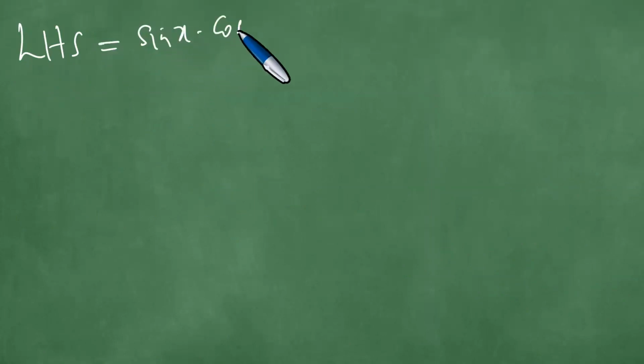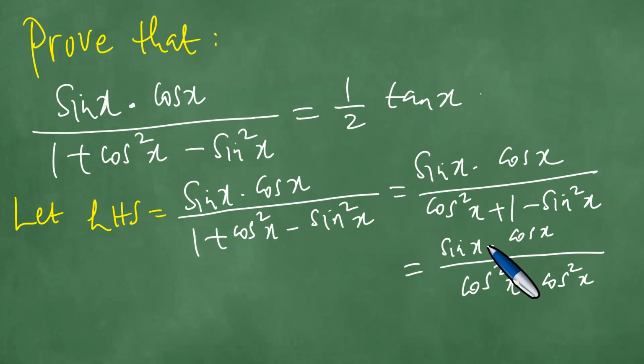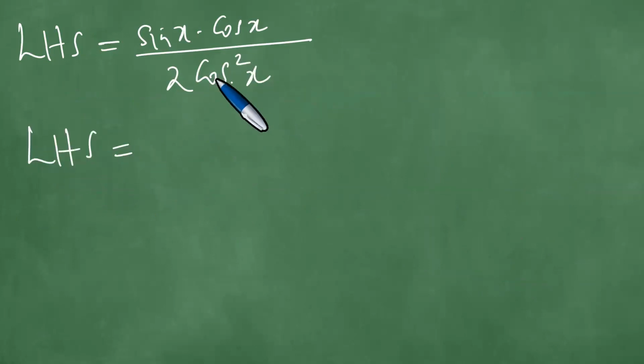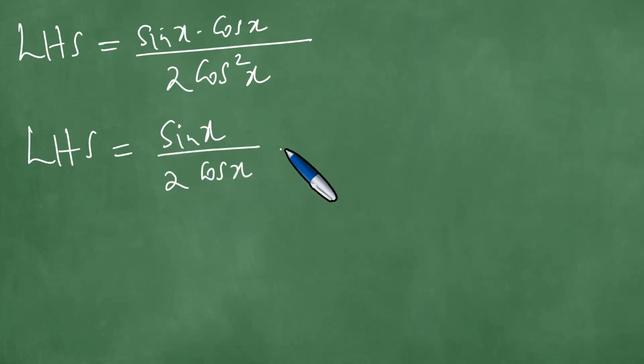So the left-hand side is sine x times cosine x divided by, here you're going to have a plus, cosine squared. We have 1 minus sine squared is cosine squared. So cosine squared x plus cosine squared x is 2 cosine squared x. On the left-hand side, cosine divides: you have cosine squared, then cosine removes 1 from the square, and therefore you have sine x divided by 2 cosine x.